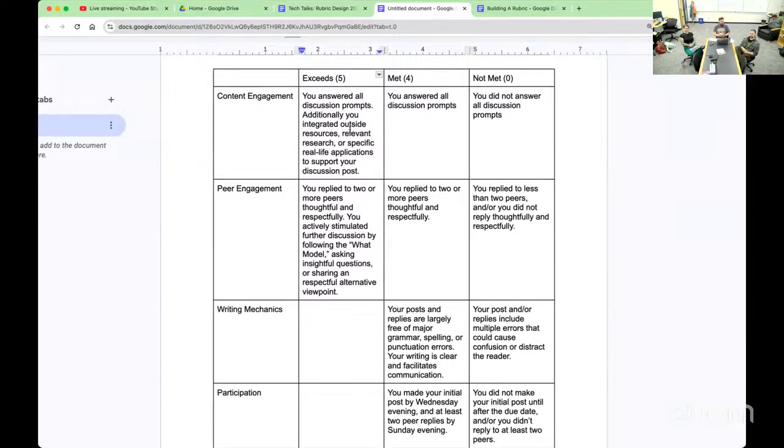So to me, that's how having this weighted system works. Oh, thank you, Nick. I didn't do the math right the first time. So I actually made that worth 6 points. So 2 extra points if you exceed on content engagement and 2 extra points if you exceed on peer engagement.